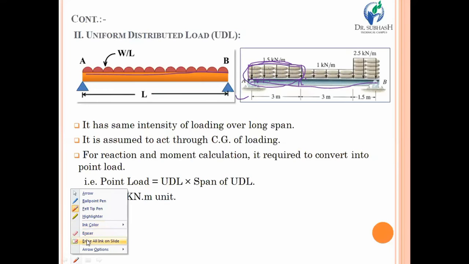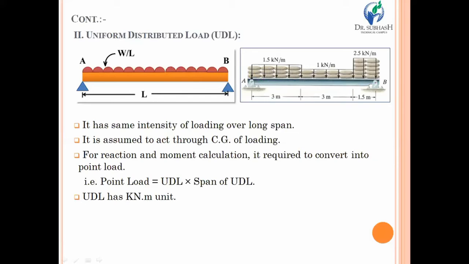One more thing about uniform distributed load is that it acts through its center of gravity. Suppose over here, even if you take the span A to B, the intensity is definitely equal in A to A dash, but it concentrates at the center of gravity of the portion through which it acts. So over here, it will act in the downward direction. So it is assumed that if a UDL is acting on a particular or specific length, then it acts through its center of gravity. And what we discussed in the previous class is that the UDL should be converted into point load.